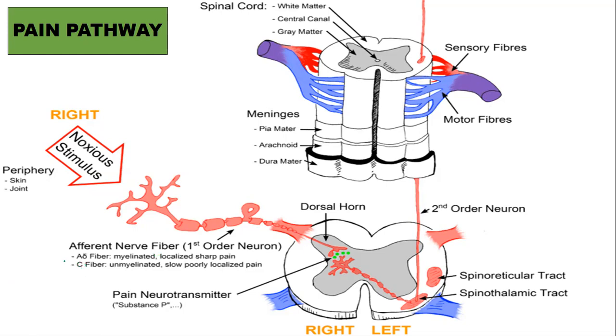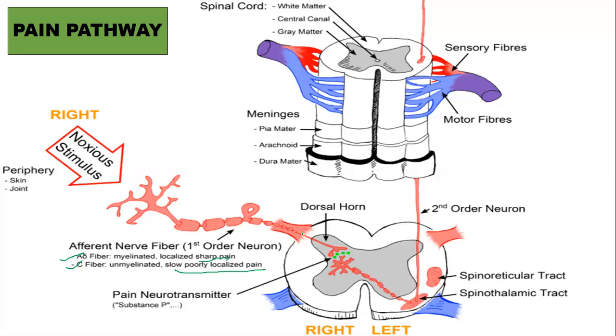So the MCQ which comes here is: what type of pain do the A fibers carry? Fast pain, or sharp pain. And what type of pain do the C fibers carry? Poorly localized, or slow pain. So these two MCQs are important: sharp pain and poorly localized, slow pain. Once the stimuli come, the afferent nerve fibers are engaged according to whether it is slow or sharp.